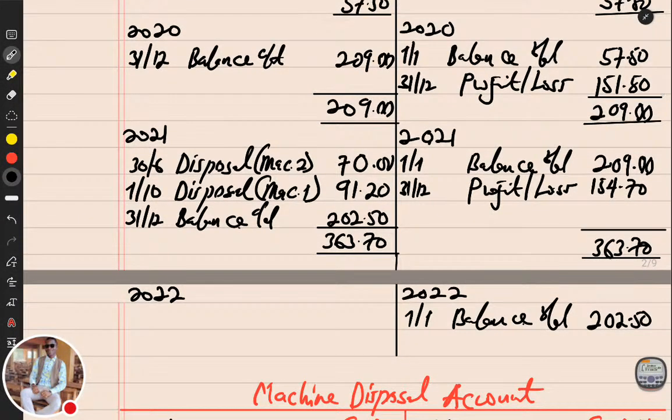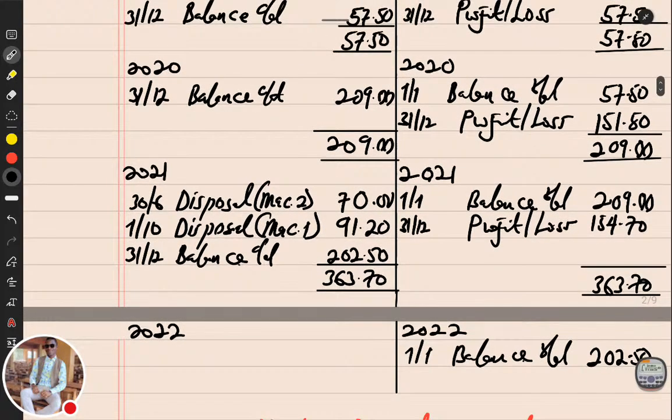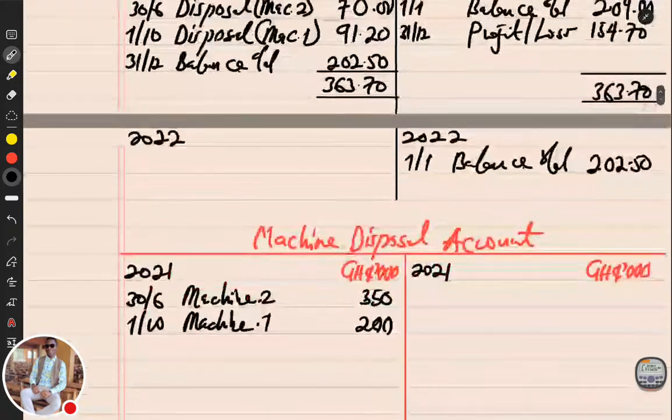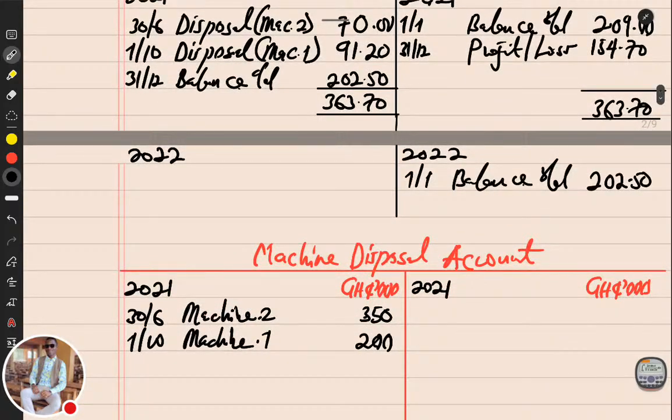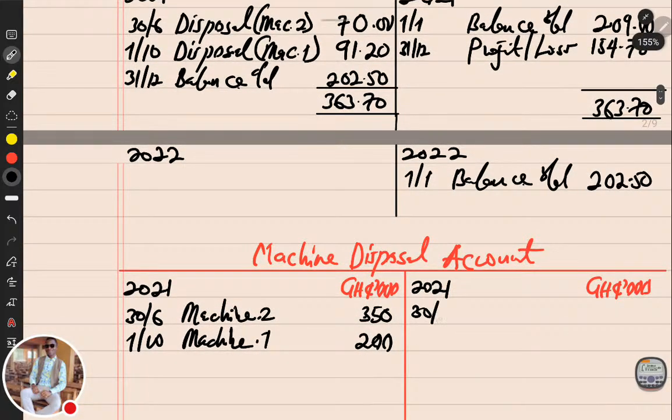What was the depreciation values? We have it at the debit side, so that means we're going to record it as credit in the machine disposal. So bring it also up here. So we have 30th June, that is machine number 2, their disposal, accumulated depreciation. So you have it here 70.